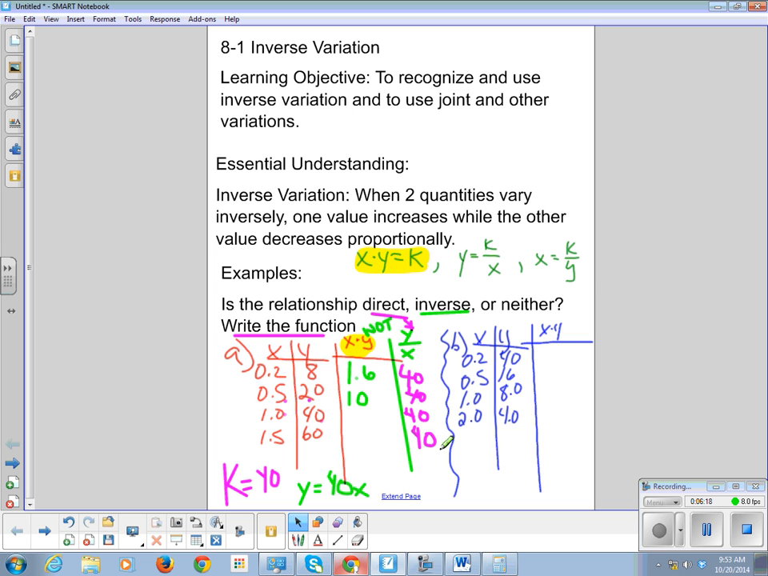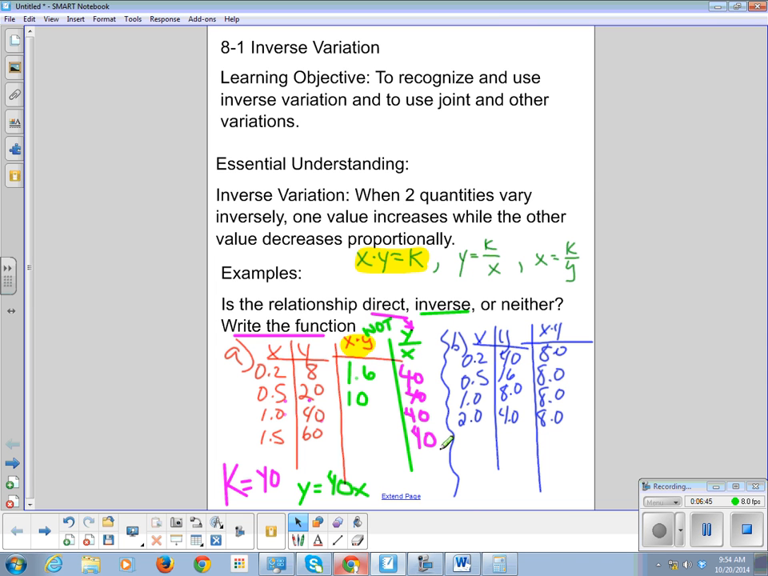So I'm going to go 40 times 0.2. Actually, I know that one without a calculator. 8.0. 16 times 0.5, 8.0. 8.0 times 1.0, 8.0. And 4.0 times 2.0, 8.0. Yay! We found it.